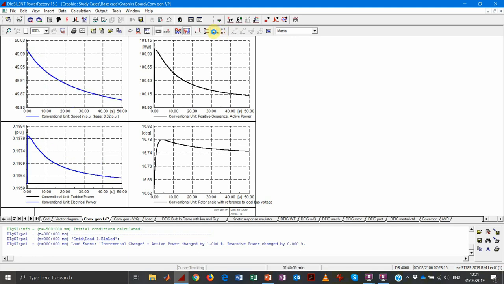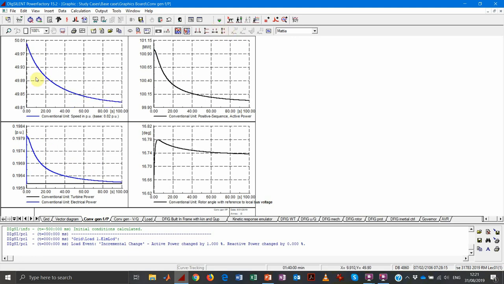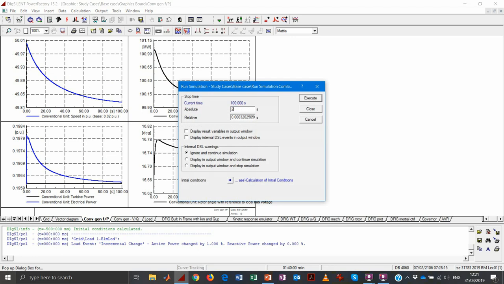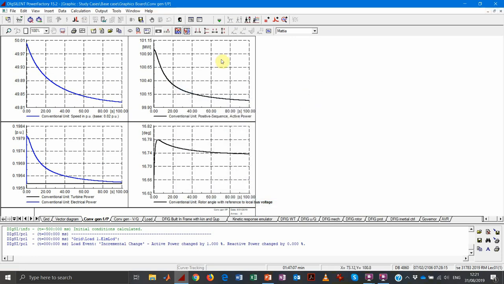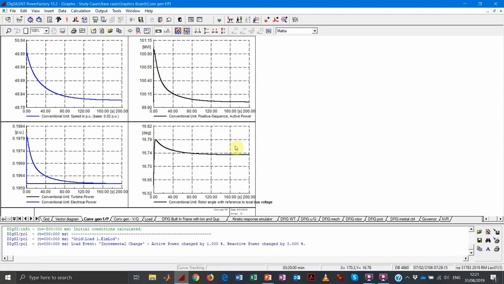we will experience that the slope of the frequency, the rate of change of frequency, is decreasing more and more. 100 seconds is not really sufficient. Let's take 200 seconds to make sure that we safely reach a new steady state. 200 seconds, I think that's enough now. And we see that the frequency reached a new steady state, 49.817 Hz. We can see that the mechanical power and active power again match.